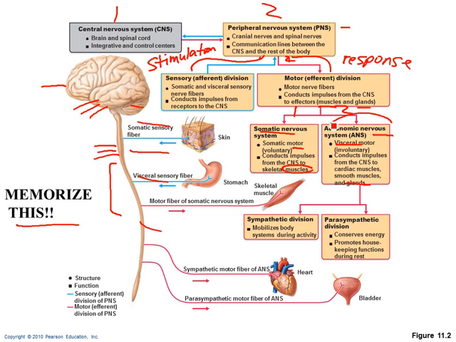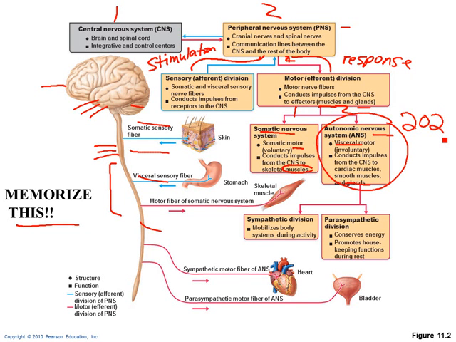You're going to talk about this a lot in 202. This is basically what 202 is about: how the glands, the organs, the heart, the lungs, digestive system, reproductive system, urinary system, endocrine system, how all those work. And that's part of your autonomic nervous system.